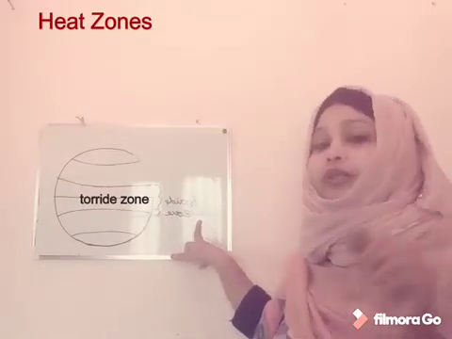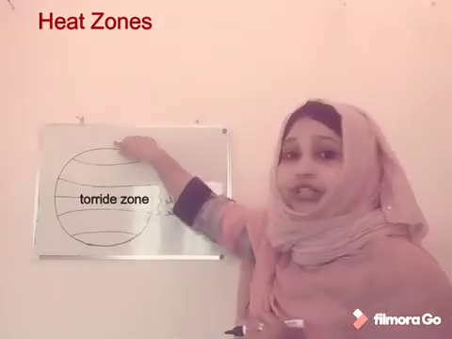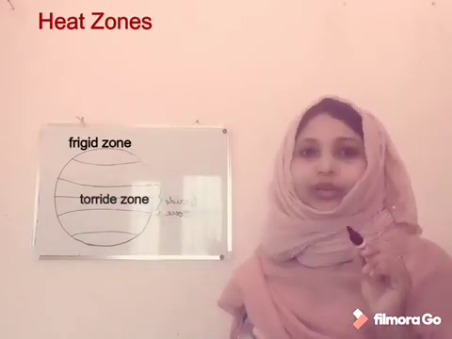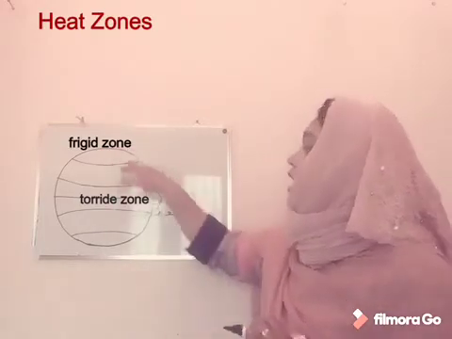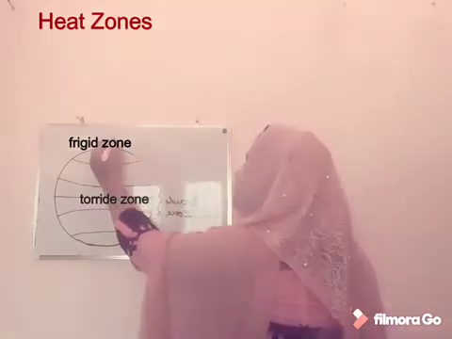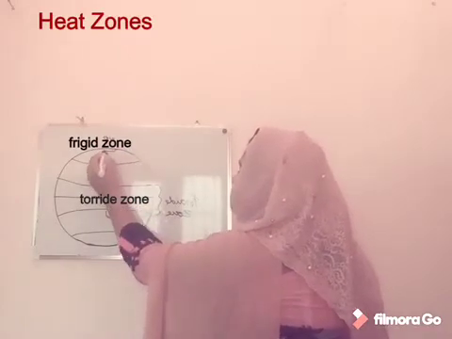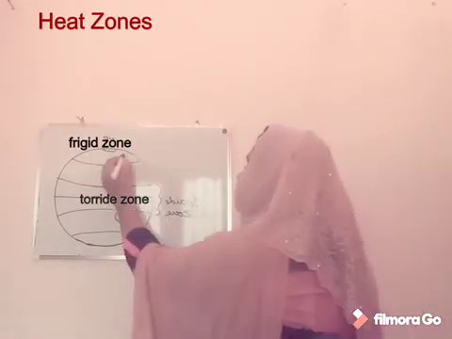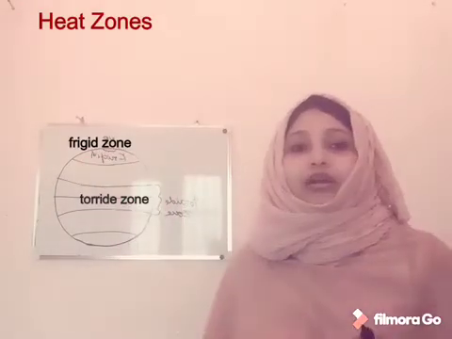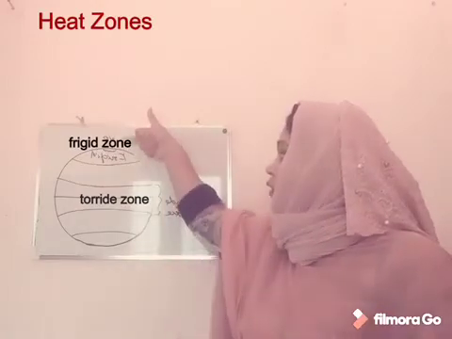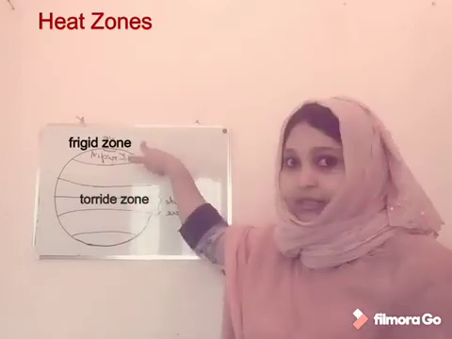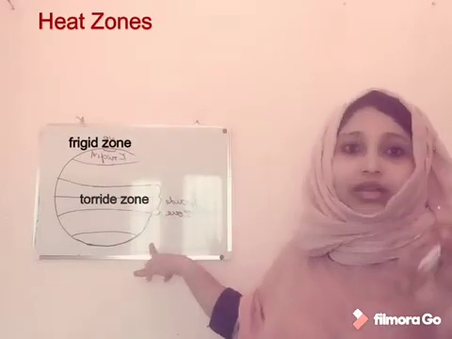Before the temperate zone, we will move to the frigid zone. As the name says, frigid means cold, right? The frigid region lies in between the North Pole and the Arctic Circle. So here we have the frigid zone. The zone between the North Pole and the Arctic Circle is known as the frigid zone, and we have the frigid zone in both the northern hemisphere and the southern hemisphere.